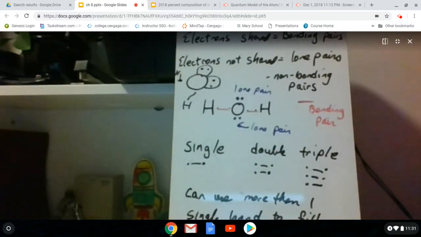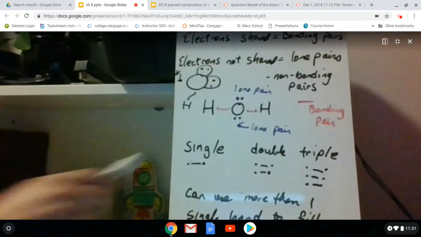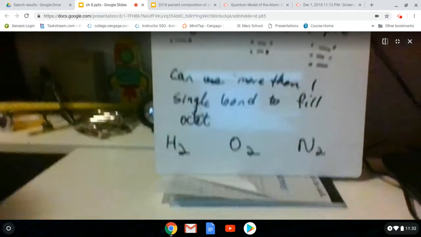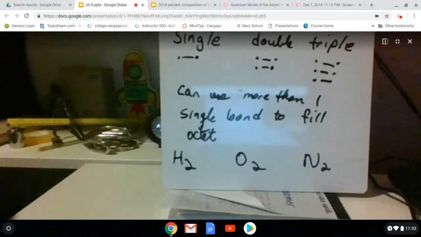Now, it's also important to know that there are different types of bonding pairs that we can have. We can form a single bond, a double bond, or a triple bond. When we say it's a single bond, it's 1 electron shared from each atom. If it's a double bond, it's 2 electrons shared from each atom. If it's a triple bond, then it's 3 electrons from each atom. And it's important to note that we can use more than 1 single bond to fill an octet. So let's look at examples here of hydrogen, oxygen, and nitrogen.